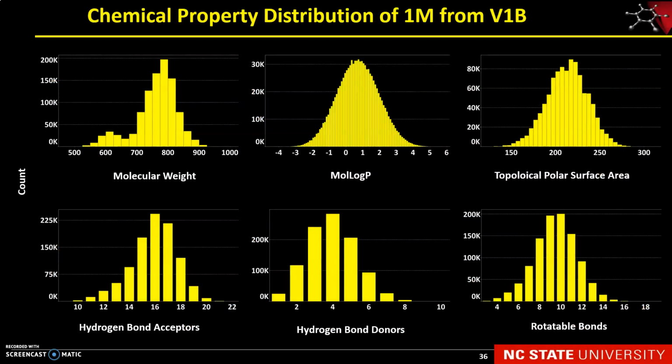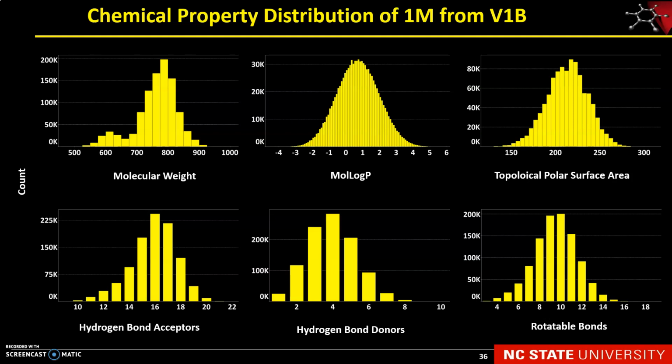We also did the chemical property distribution. So 1 billion compounds is very large. So what we did is we sampled 1 million compounds from those V1b, and then we did the distribution analysis on that 1 million compounds. So we look at molecular weight, mole log P, which is also hydrophobicity, topological polar surface areas, hydrogen bond acceptors, donors, and rotatable bonds. It has a really good distribution, and we could compare it to drug-like groups as well, but at this point we don't feel the need to do that because this is an uncharted territory.